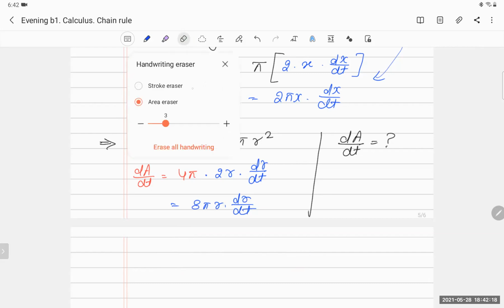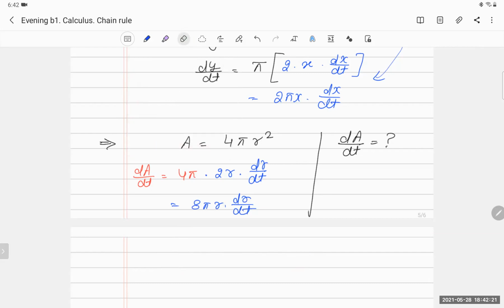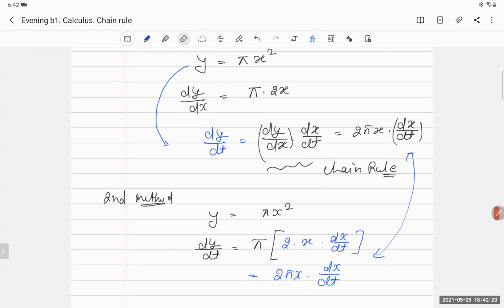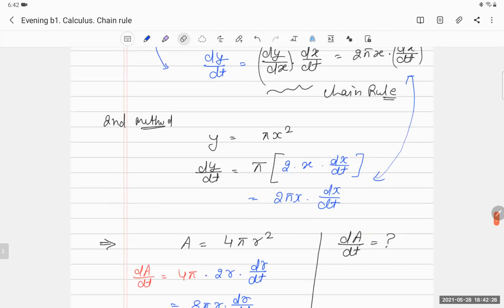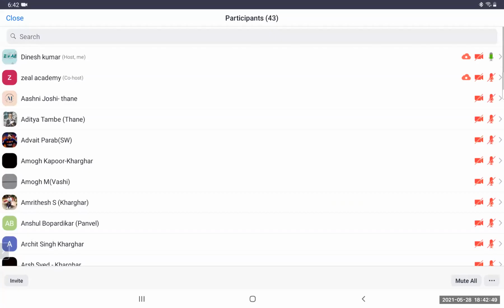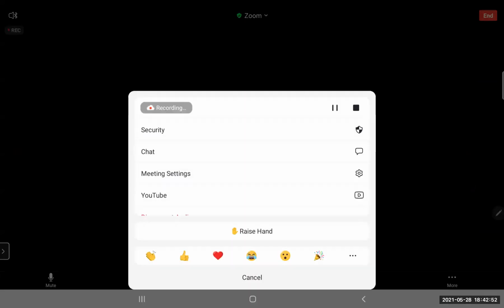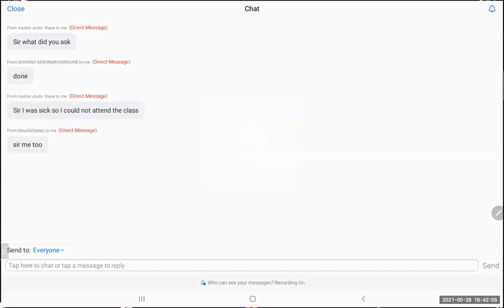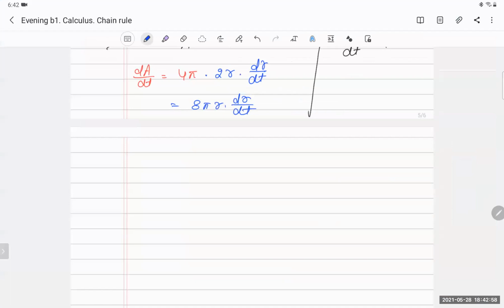So these are the methods. You have two methods. It's completely your choice whether you want to solve it like this or like this. Whatever you are comfortable with. Will you do it? Does anyone have some doubt in this? Okay, now last thing.